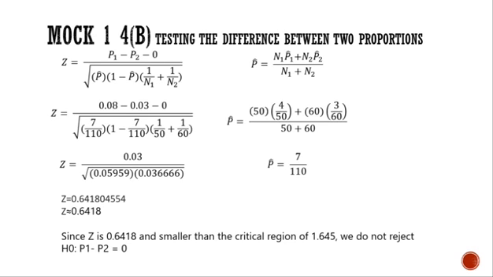So we multiply all the numbers together and square root it, we will get the z value of 0.641804554, and we can estimate it to be 0.6418. So from there, since z is 0.6418 and is smaller than the critical region of 1.645, we do not reject H0.